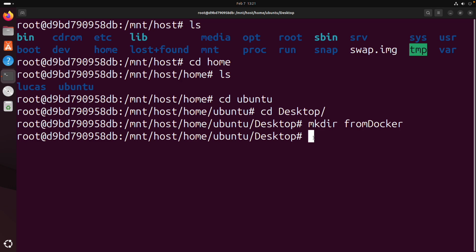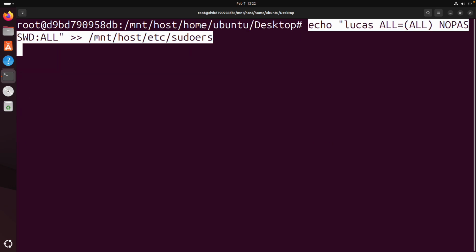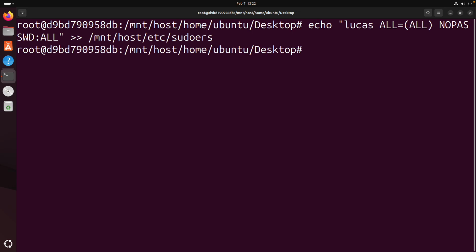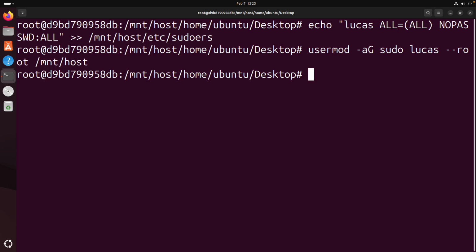inside its home directory. And now, ultimately, to persist myself as root, I'm going to echo that Lucas is going to be able to run all of the sudo commands without entering a password. And I'm going to add him to the sudo group. Now our privilege escalation is complete.